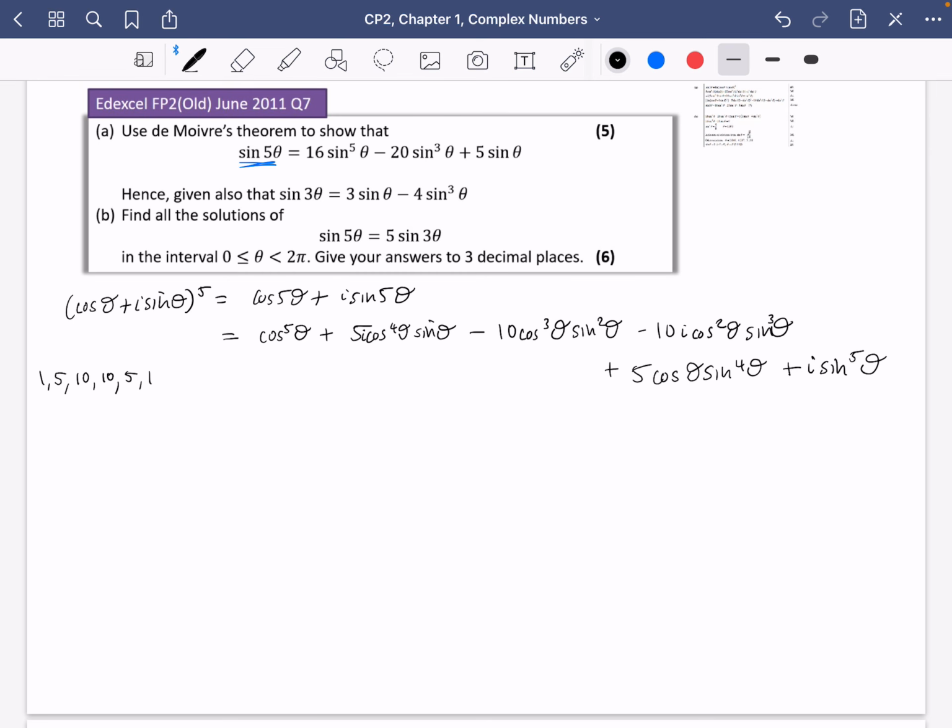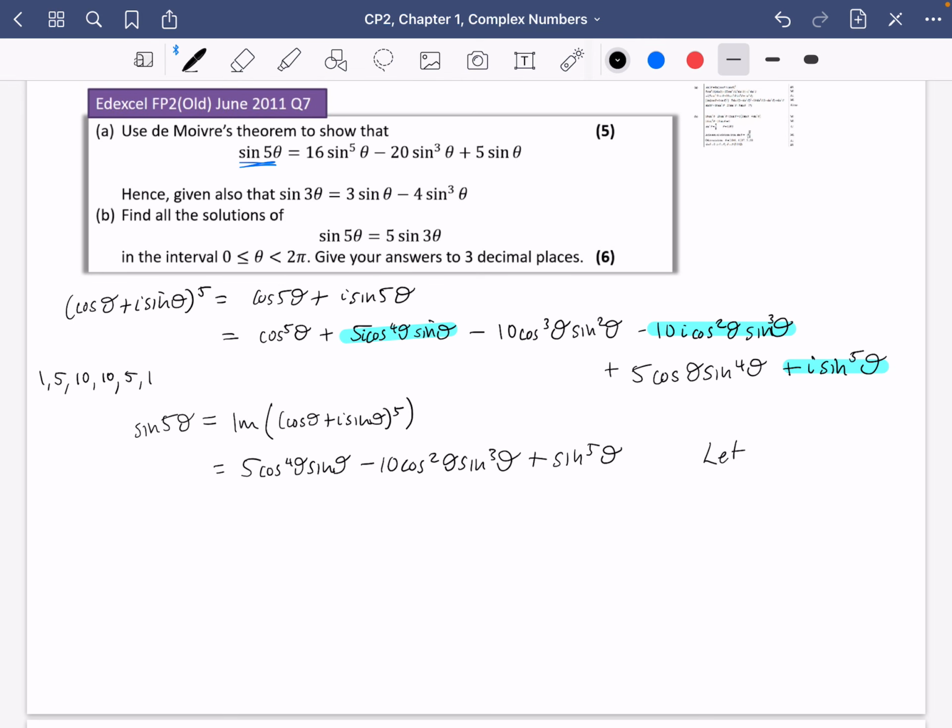So we know that sine 5 theta is going to be equal to the imaginary part of cos theta plus i sine theta to the power of 5. And the imaginary part that we've got is this bit, and this bit. It's the alternate bits that we've got there. So that's 5 cos to the power of 4 theta sine theta minus 10 cos squared theta sine cubed theta plus sine to the power of 5 theta.